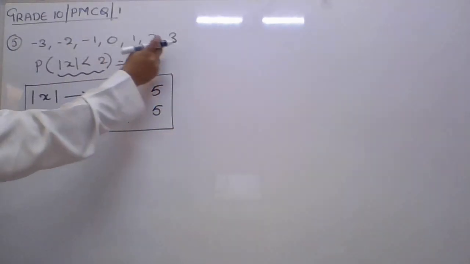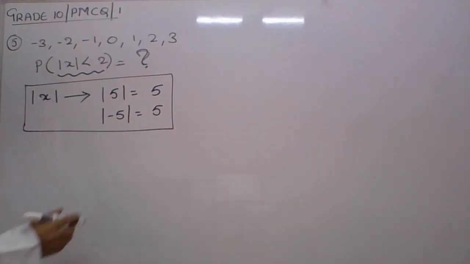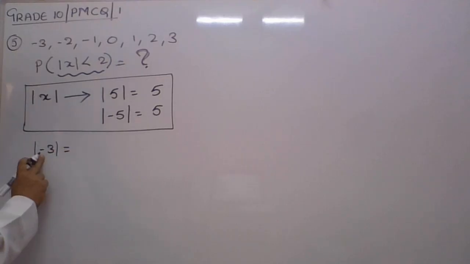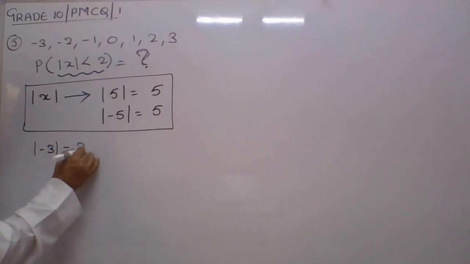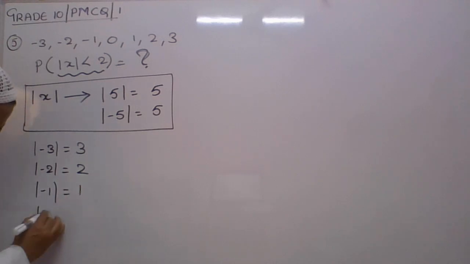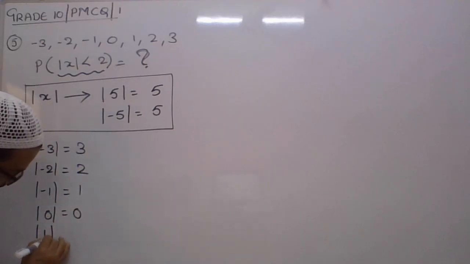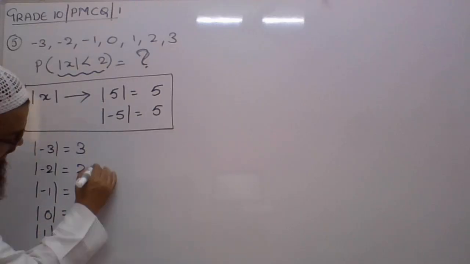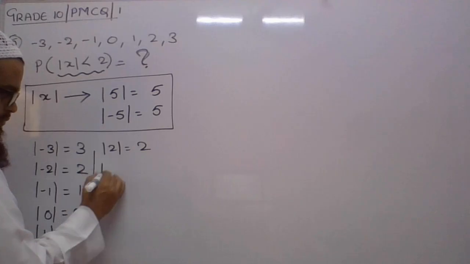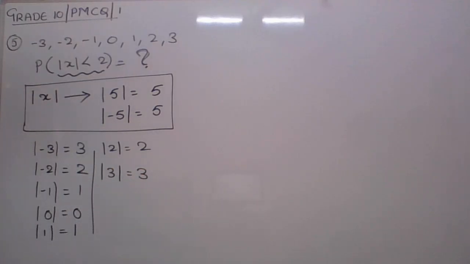Okay. Now x is given from -3, -2, -1, 0, 1, 2, 3. Now what is mod of -3? Mod of a negative number will be 3. Understood or not? Now what is mod of -2? 2. What is mod of -1? 1. What is mod of 0? 0. And what is mod of 1? 1. Understood? And after that, what is mod of 2? 2. Mod of 3? It is 3. Okay, the results are 3, 2, 1, 0, 1, 2, 3.